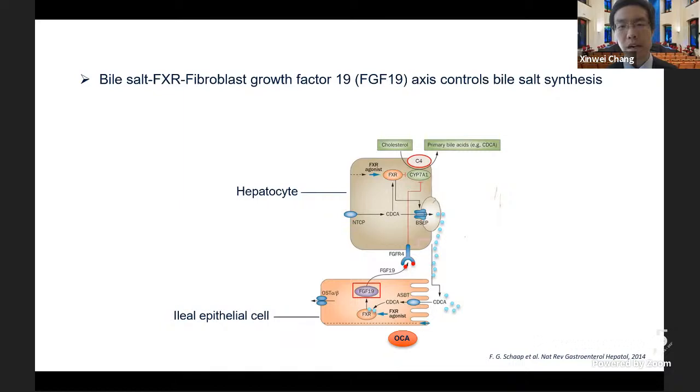C4 is a blood marker of bile salt synthesis. Proper functioning of this axis is important to maintain the bile salt level at a safe level and prevent excessive bile salt synthesis. If this axis is blocked, it can lead to uncontrolled bile salt synthesis.